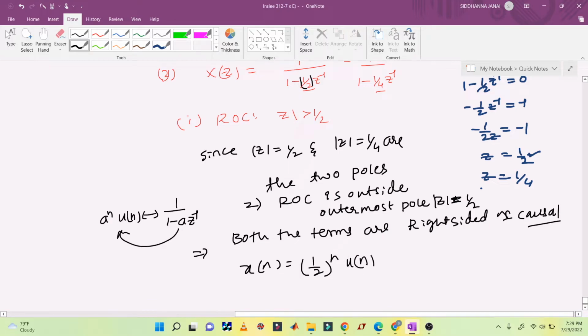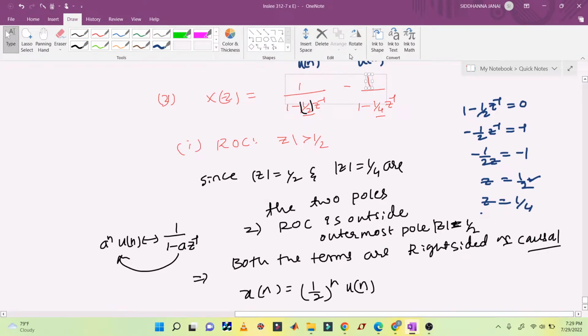into u of n minus, because here we have a minus, we'll put this minus here. 1 divided by 1 minus 1 by 4 z inverse. So comparing with this, here in place of a we have 1 by 4. So for that we write 1 by 4 to the power n u of n. So this is for magnitude of z greater than 1 by 2.